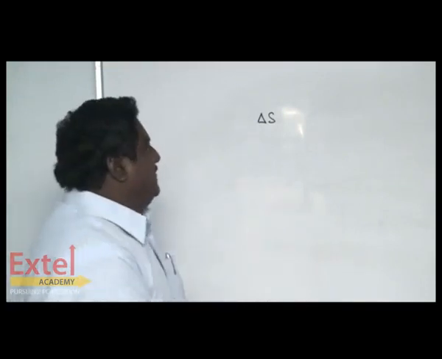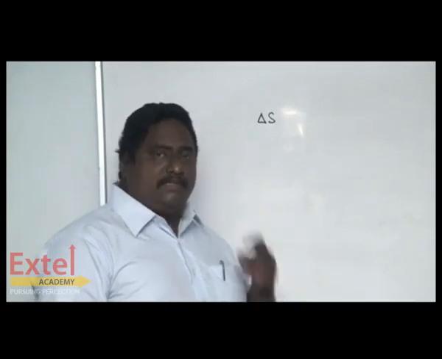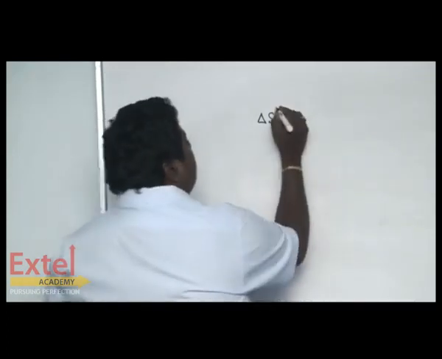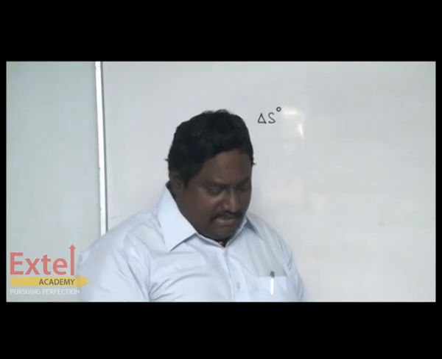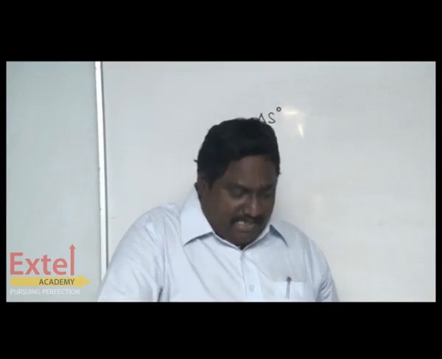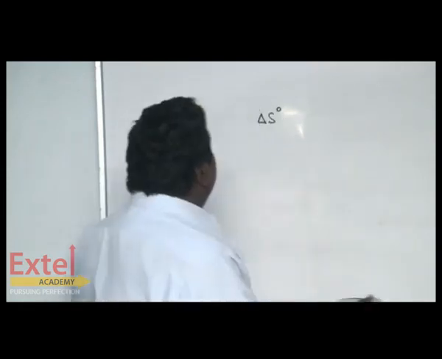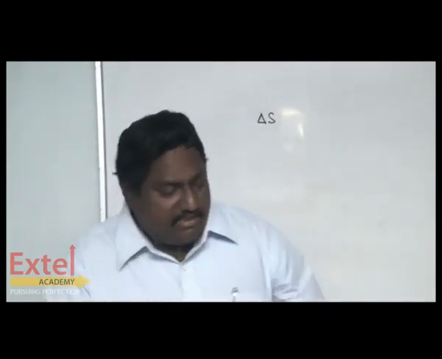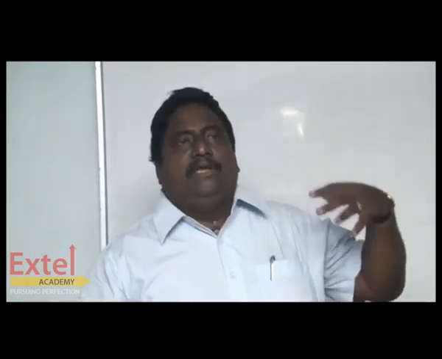Suppose you are measuring the delta S at 25 degrees C, it is called standard entropy change. The standard entropy change has been represented by this symbol, by putting a small circle, degree-like mark on the top. It is called entropy change at the standard condition. Then, the entropy change delta S means S2 minus S1, entropy of final state minus entropy of initial state.